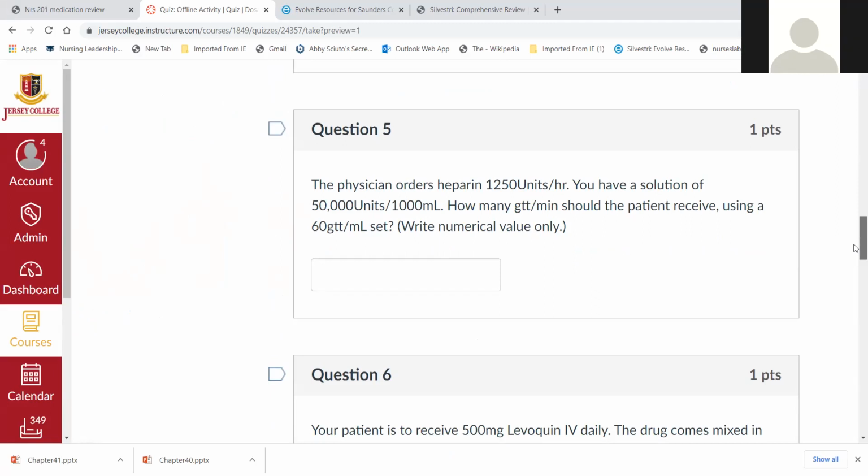You doing number 5? Yeah, this is the one I struggle with. Okay, so we have 1,250 units per hour. The first thing we have to do: if there's 1,250 units in an hour and there's 60 minutes in an hour, we have to take the 1,250 and multiply that times 60. That's the step I didn't do.